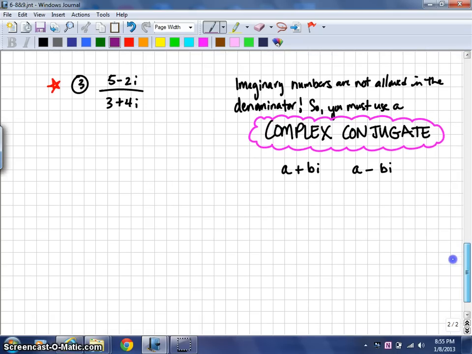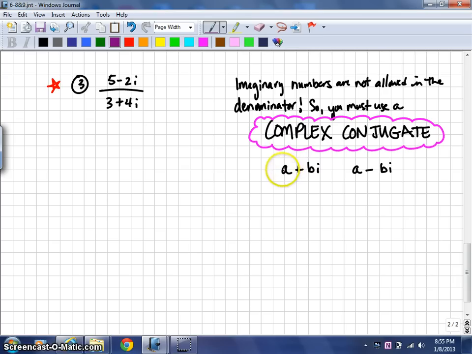The final problem that we need to cover in lesson 6-9 is dividing complex numbers. You are not allowed to have an imaginary number on the bottom of a fraction. You're not allowed to have it in the denominator. So you must use something called a complex conjugate. A complex conjugate is not that complex.